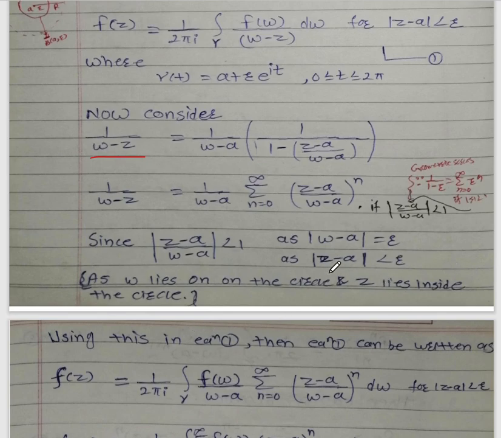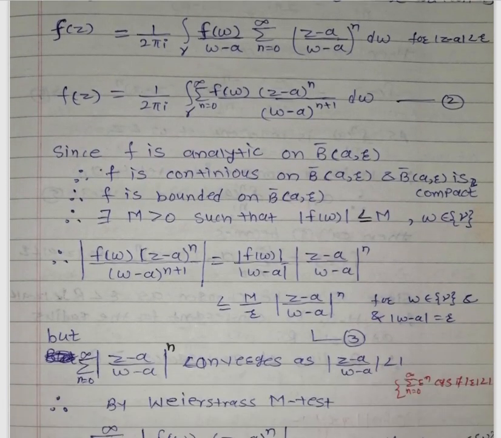So that means here we can say that w lies on the circle and z lies inside the circle. Therefore, by using this in equation number 1, put the value of 1 upon w - z in equation number 1. So equation number 1 can be written as f(z) = 1/(2πi) integral over gamma f(w)/(w - a) summation n = 0 to infinity ((z - a)/(w - a))^n dw, for |z - a| < r.